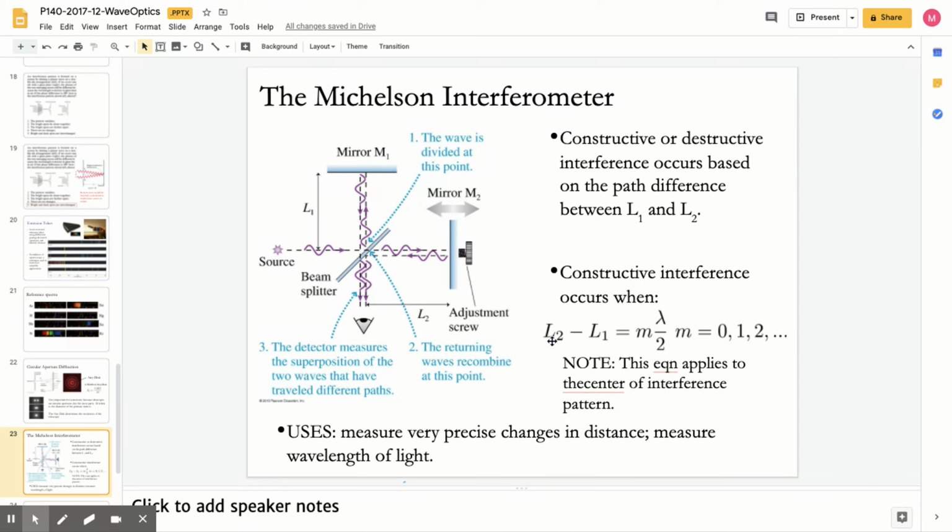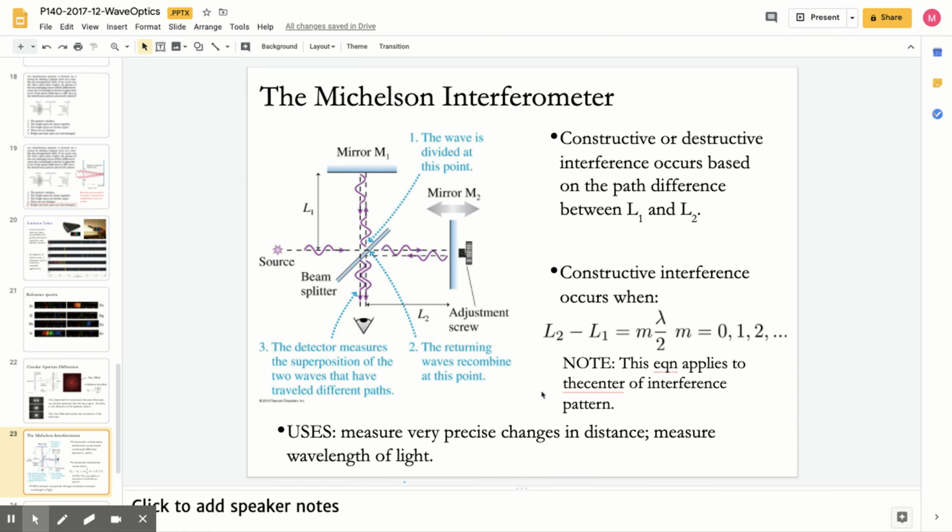And so we can say that L2 minus L1 is equal to m lambda over 2. Why isn't it just m lambda? Well, remember that the path is going back on itself. So if we're off by half a wavelength, it's multiplied by 2 because it comes back on itself from the mirror. And so it uses very precise changes in distance, and it can measure the wavelength of light.